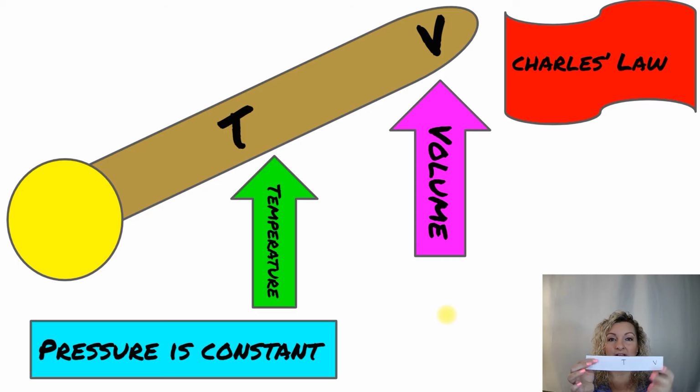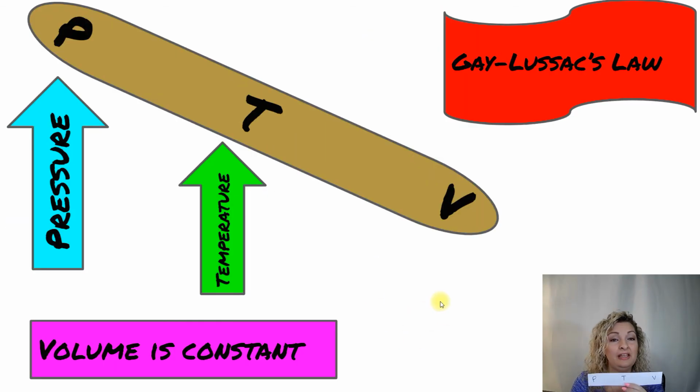If we reset it, and we're using pressure as our pivot point still, and we say volume decreases, what happens to temperature? Temperature also decreased. Did you all see that? So there you go. Let's look at Gay-Lussac's law. Gay-Lussac's law is where volume is constant.